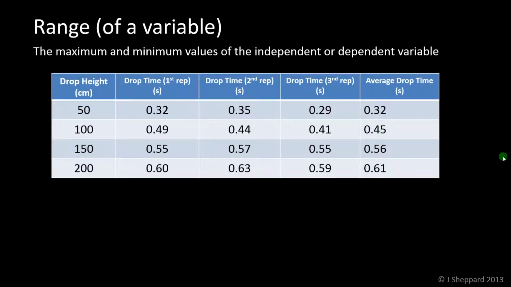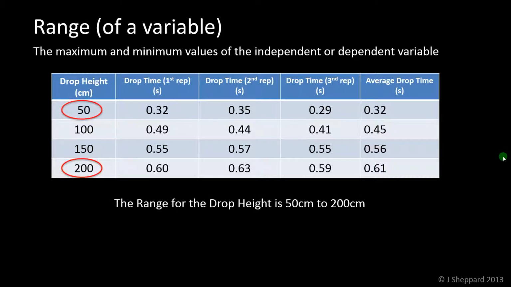So in this experiment, for example, which we've used in previous videos, looking at dropping a ball bearing from different heights and looking at how long it takes to hit the ground, then the range for our independent variable is just the smallest to the largest value. Okay, so 50 centimeters to 200 centimeters.